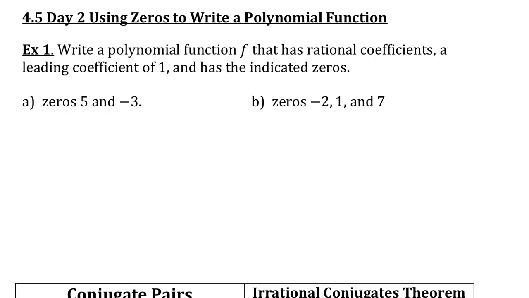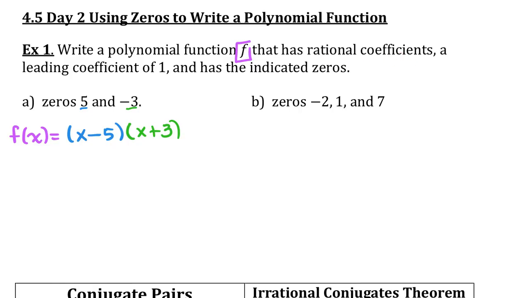The first thing they're telling me is that this is called function f, so I'm going to go ahead and call this f of x. Okay, they're giving me the answers, or the zeros. So if a 0 was 5, then the factor must have been x minus 5, because when I solve that, I'll get an answer of positive 5. For the 0 to be negative 3, the factor must have been x plus 3.